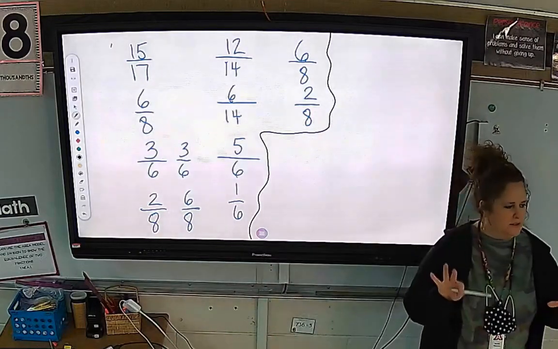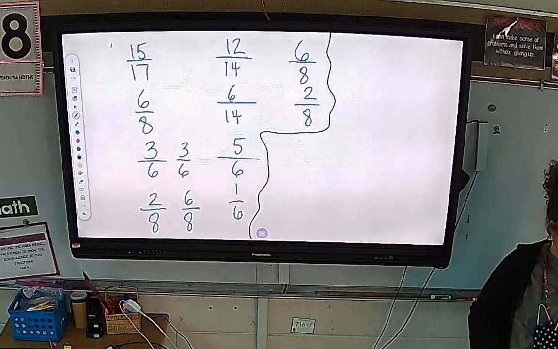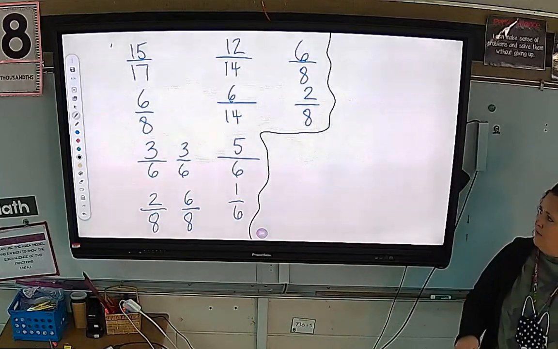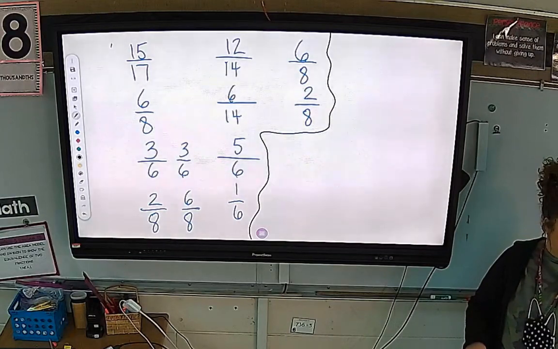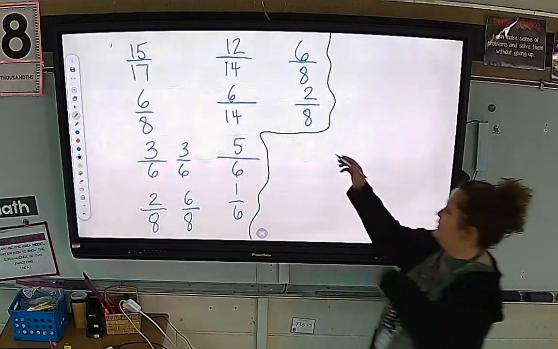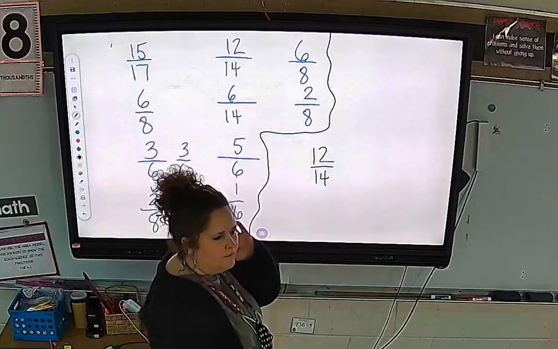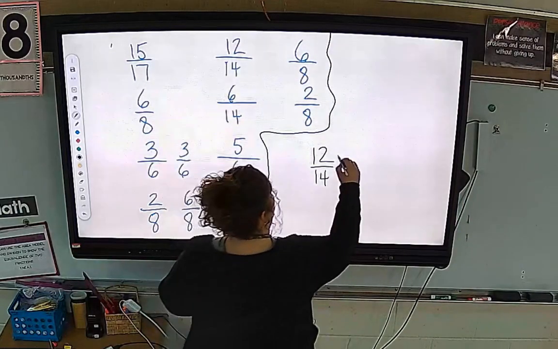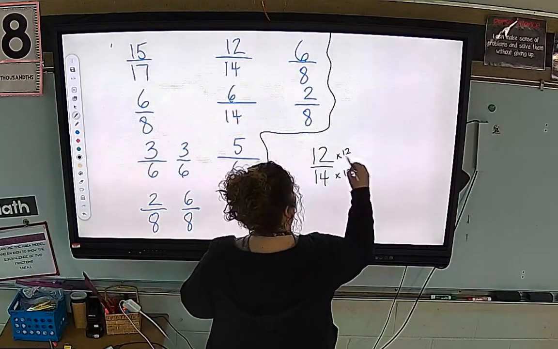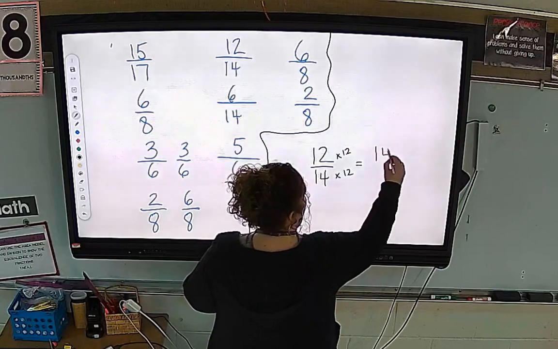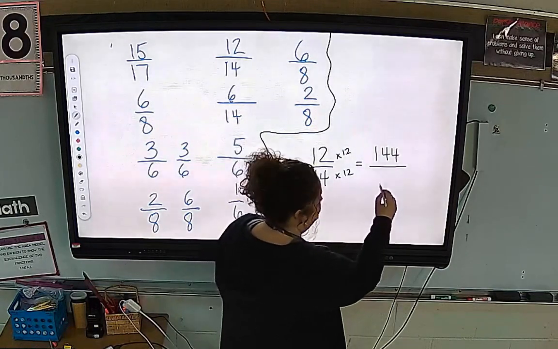I need somebody's hand that I have not gotten a fraction from. What fraction did you start with? 12/14. You multiplied by what? 12. Okay, multiplied by 12 on the numerator and the denominator, and what did you get? 168. Am I hearing you right?